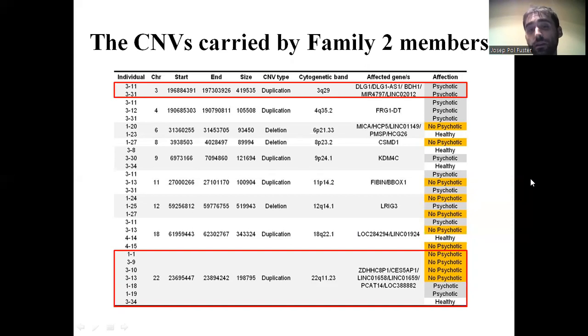But usually in psychotic patients here, we identify deletions, and in our case, in this family, we identified 2 duplications. We don't know exactly how these variants are contributing to the phenotype, but probably they may also be contributing to it in coordination and collaboration with the rest of the variants identified in the family.